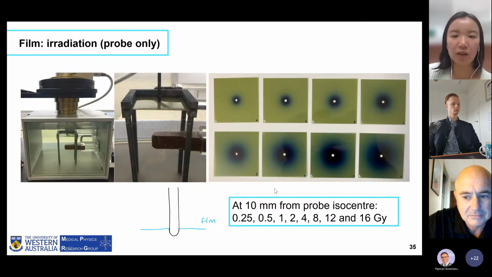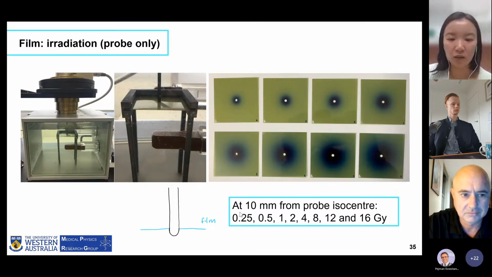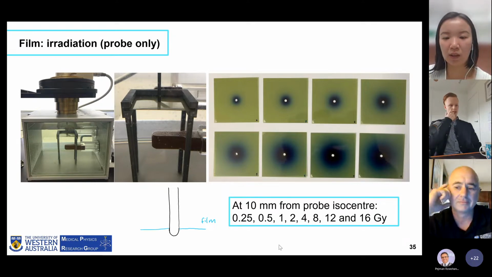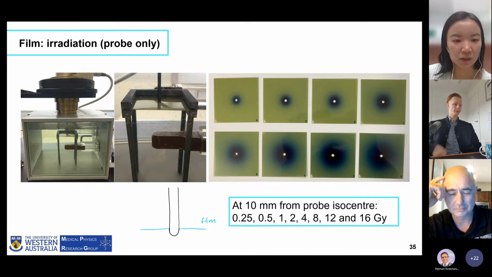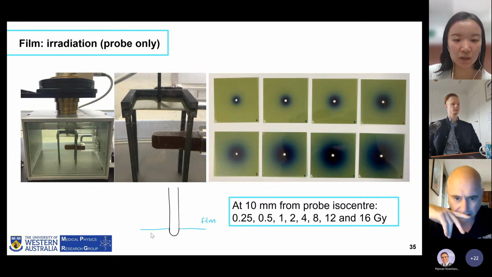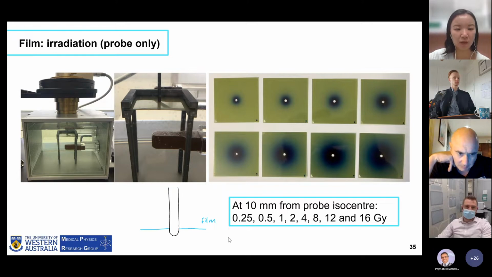And these were the square film irradiations. The Bayer probe was given a range of doses at 10 millimeters from the isocenter. Just take note that the film was placed right at the top of the hemisphere, just where it started.